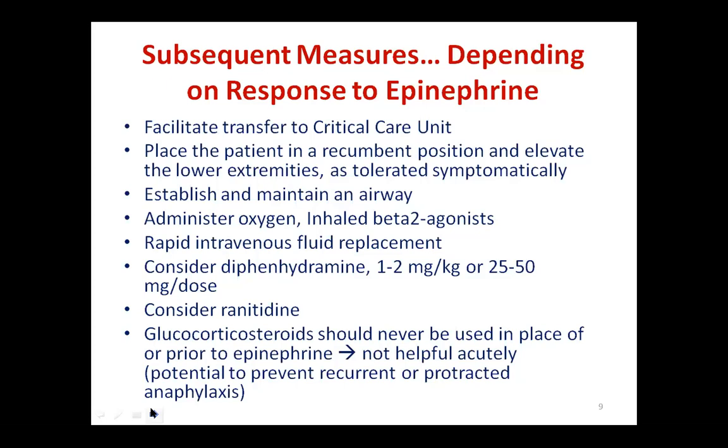We have to consider diphenhydramine, which is an H1 antagonist, ranitidine, an H2 antagonist, and glucocorticoids. But it is important to note that the glucocorticoid should not be the first option. The first priority should be given to epinephrine. Glucocorticoid we can use. It has no effect on acute episodes, but it prevents recurrent or protracted anaphylaxis.